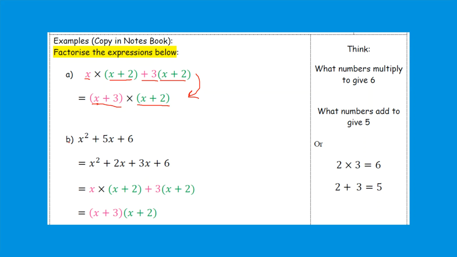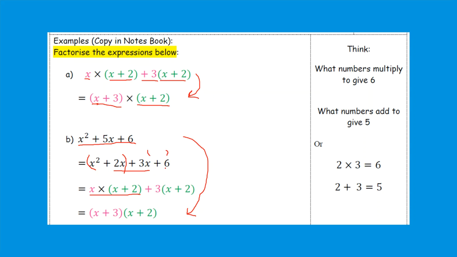So we start with, for part B, x squared plus 5x plus 6. And we can do the reverse of the expanding process. So the 5x gets broken up into 2x and 3x. 2x plus 3x equals 5x. And 6 stays there. And then we group this part, factorize this part, which is x and x plus 2, and then put brackets in here.